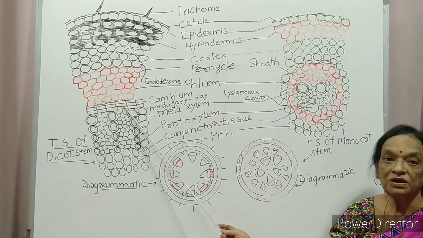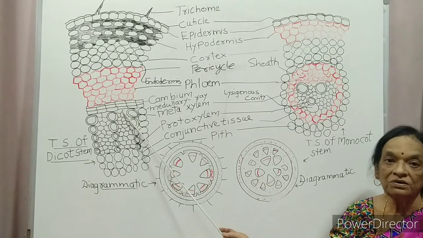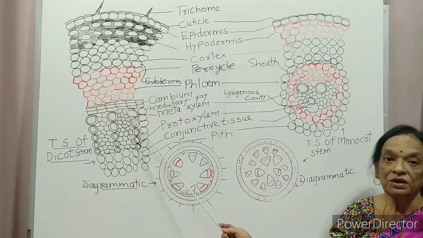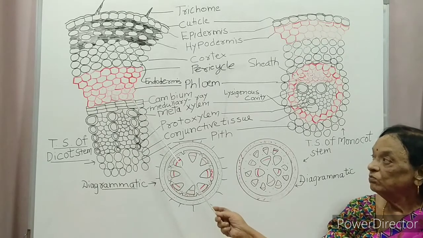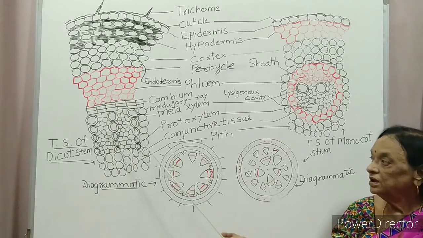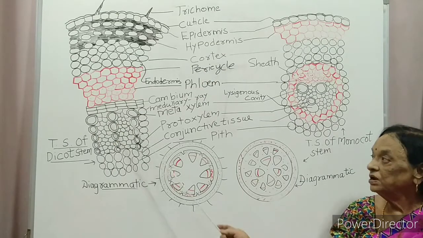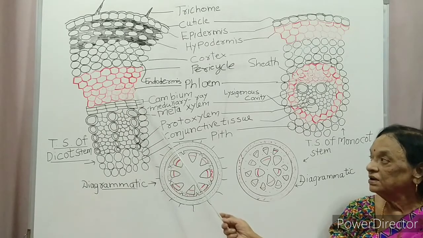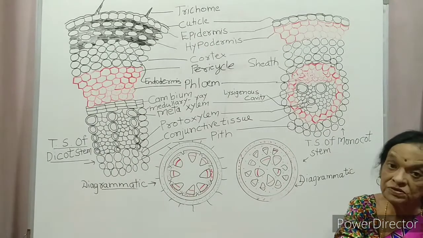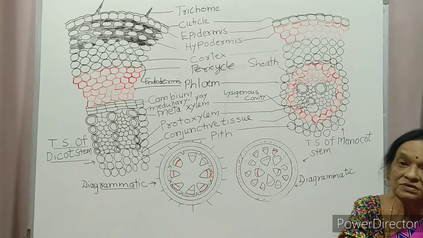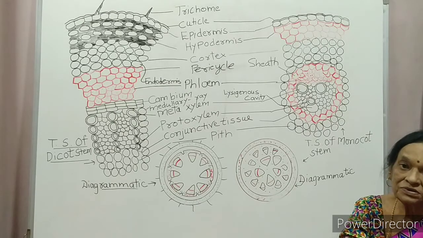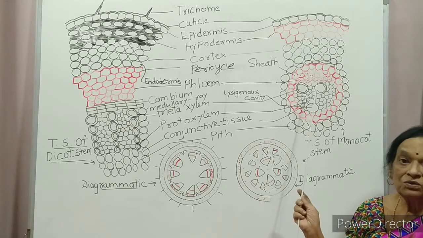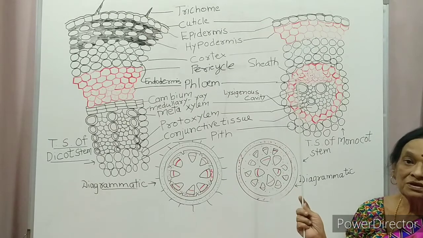When the plant becomes mature, the requirement of the plant becomes more, and this cambium becomes active, producing more phloem outside and more xylem inside, because it is the growth. After primary growth, it is called secondary growth. So secondary growth is a characteristic feature of dicot stem. Monocot stem remains thin because there is no cambium and no secondary growth.